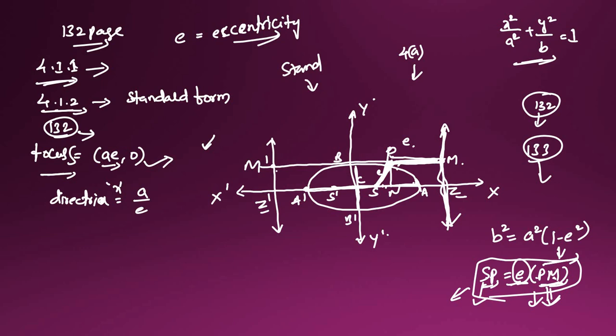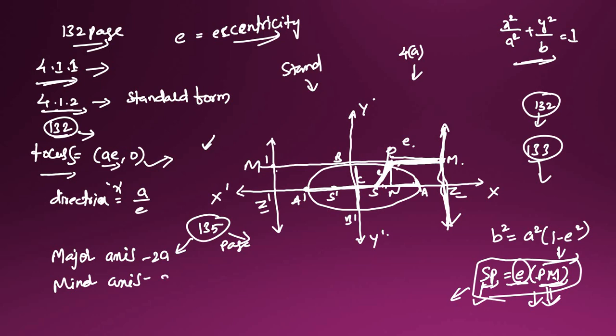So again, some important points we have to know before doing the exercise. Here, page number 135 in your textbook. Go there and check once. The major axis and minor axis are given. The major axis is 2a, and the minor axis is also given, 2b. So these two values you have to remember: major axis is 2a, minor axis is 2b.